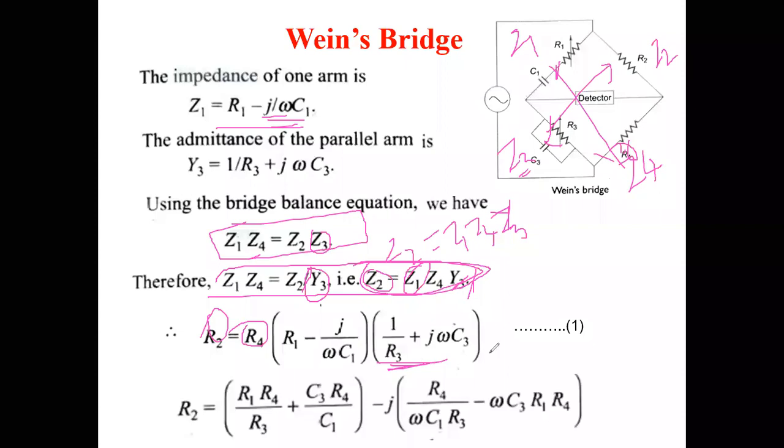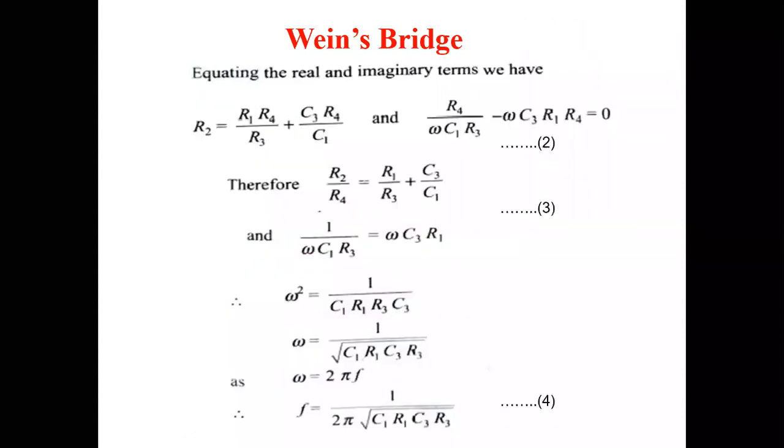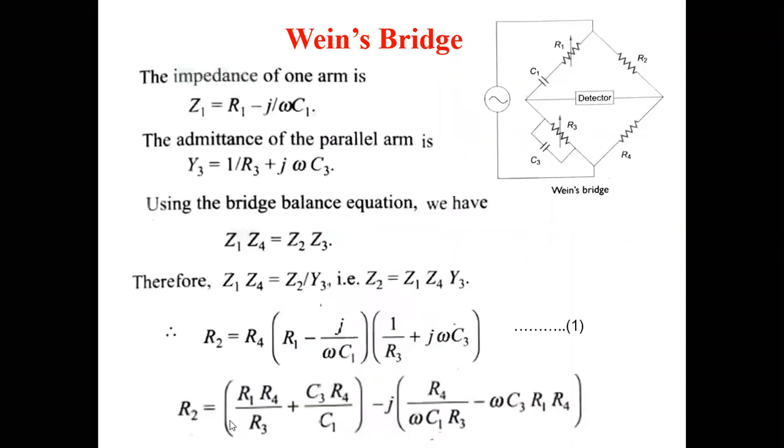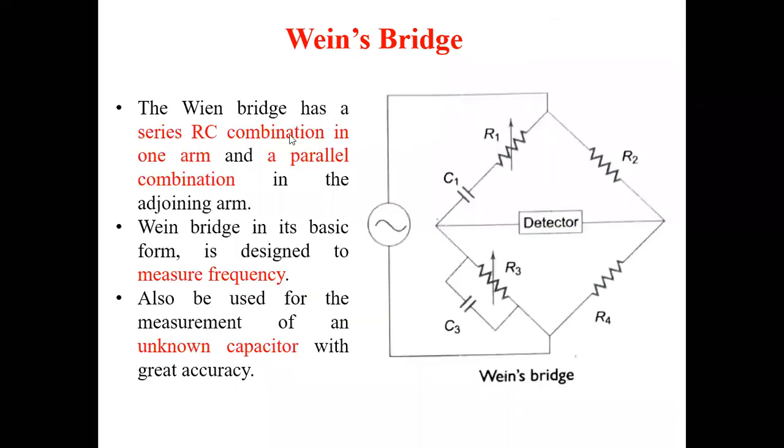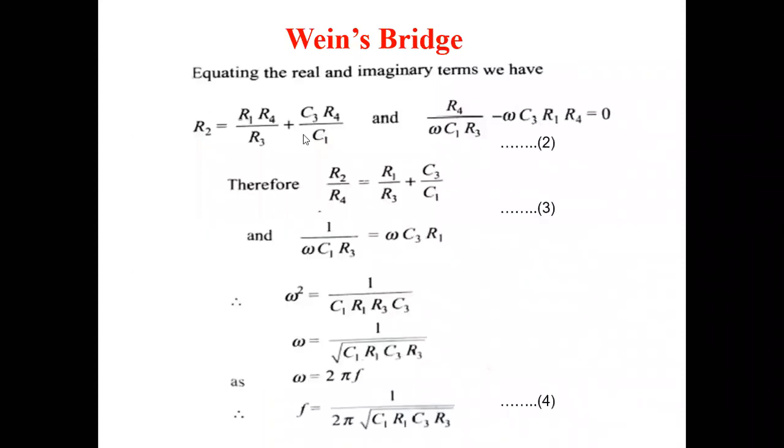Now multiplying these two things, we separate the imaginary parts and the real parts, and now equating the real parts and the imaginary parts. So the real part is R2 is equal to R1 R4 by R3 plus C3 R4 by C1. So that is the real part.